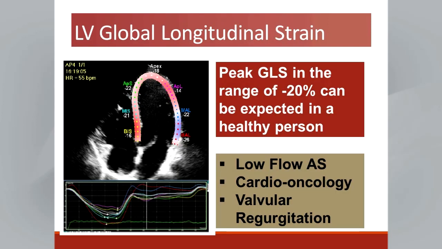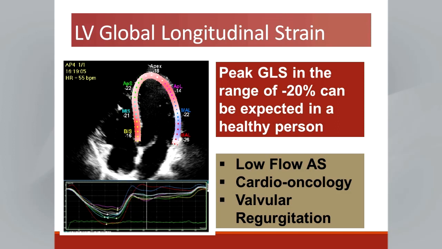Another way that we all measure function is by using strain, which, as you all know, is the deformation of a certain wall, if you talk about the heart, in a certain direction relative to its initial length. And this has become, as we all know, very popular in cardio-oncology, to assess valvular regurgitation and low-flow aortic stenosis.